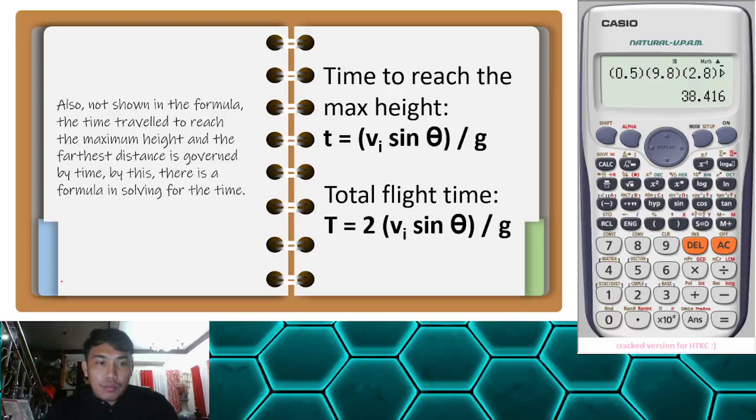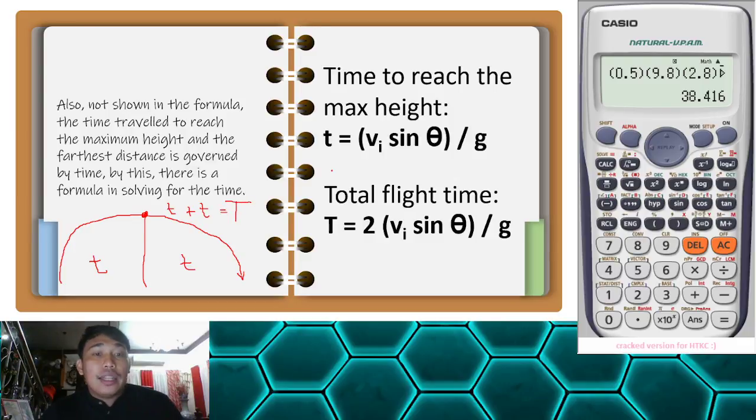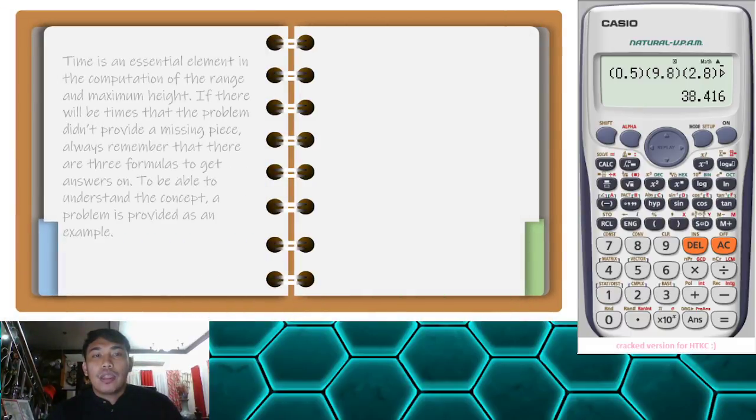So for example, here we have the trajectory, and the peak is here. So this is just the t, and this is another t. That's why t plus t is equivalent to our total flight time, total time of flight. So basically, this is the breakdown of the formula of total flight time. That's why we just multiply by 2: 2 Vi sine theta all over g. Okay, so proceeding.